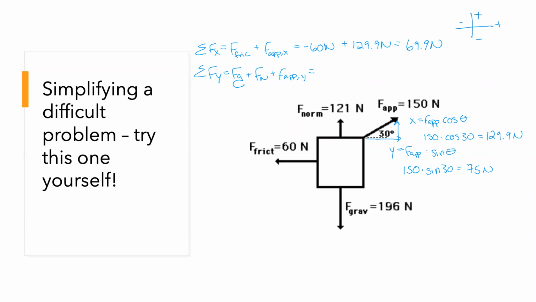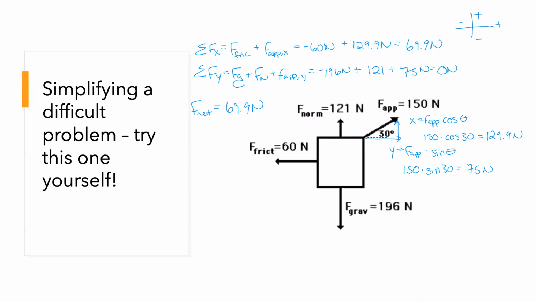Again, using my coordinate system, force of gravity is negative 196 newtons. The normal force is positive 121 newtons. And the y component of our applied force is 75 newtons. And so adding that together, negative 196 plus 121 plus 75 turns out to be 0 newtons. So our overall F net happens to be in the x direction and is 69.9 newtons.